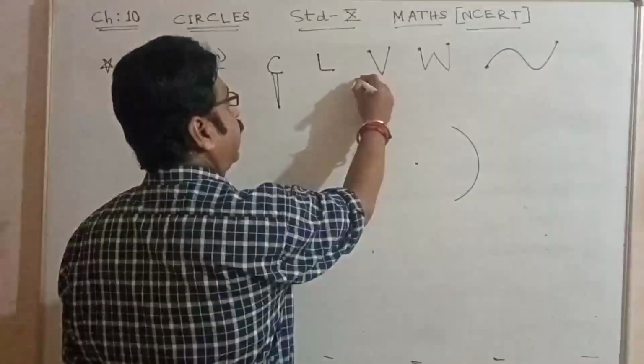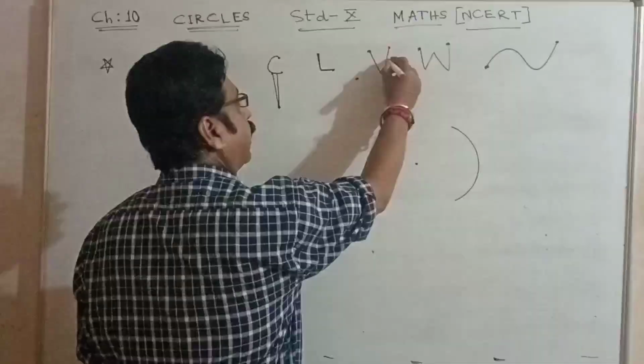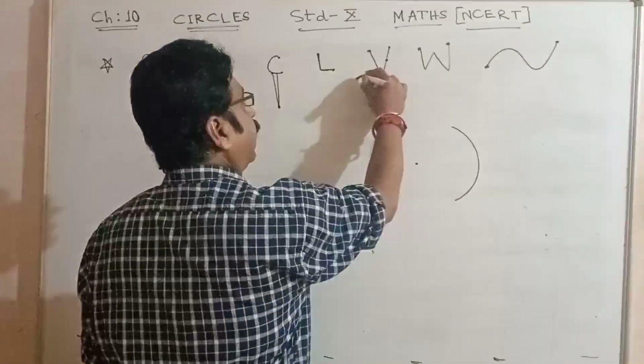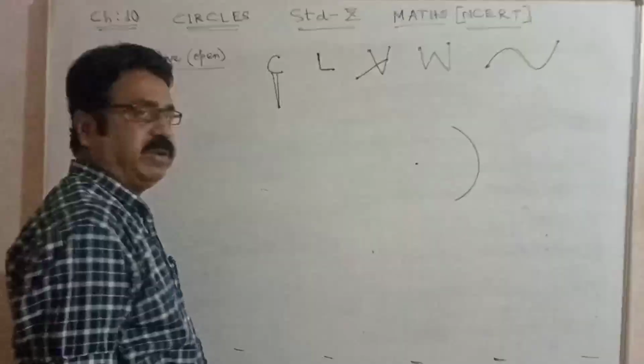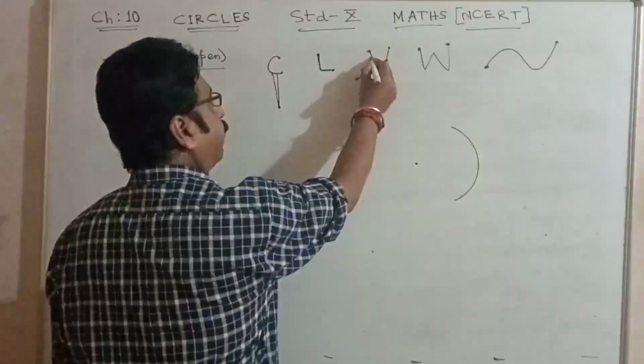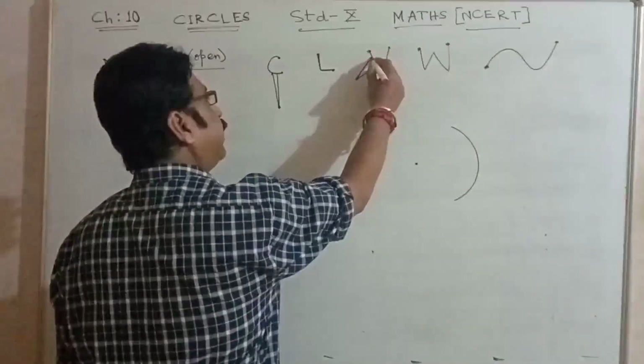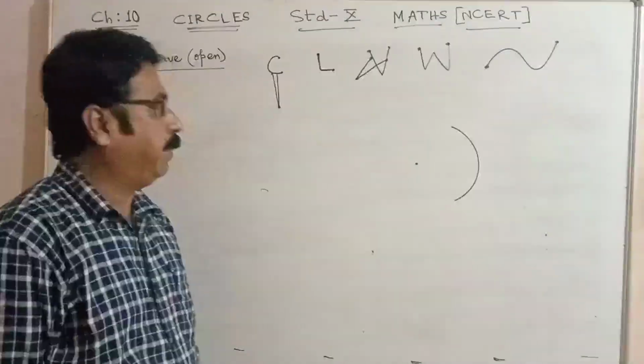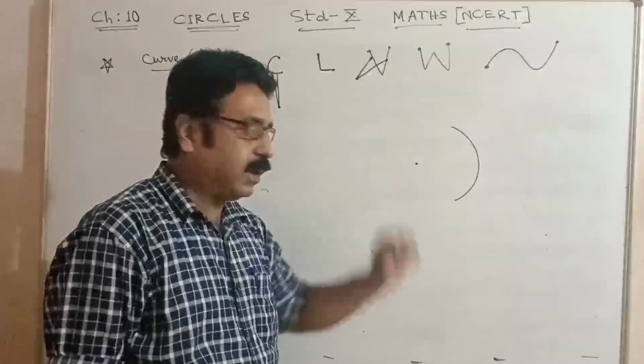Suppose for this point located on the curve, it will be some distance, and here one more point, take and join this, we will get a distance. These distances will not be same. But this is the special case.